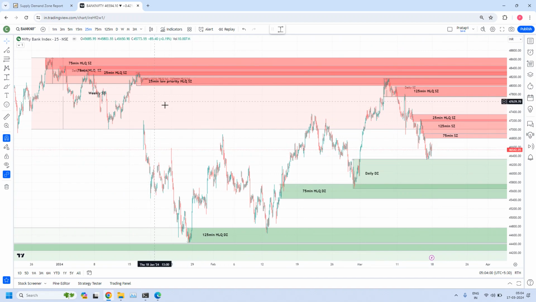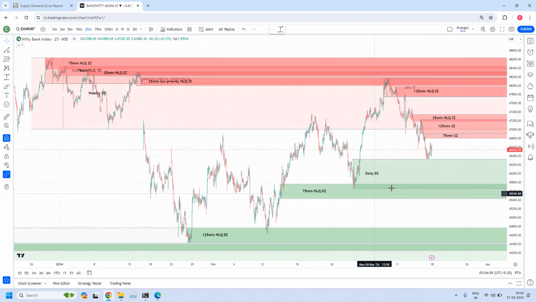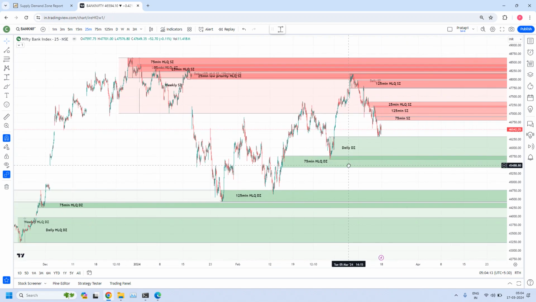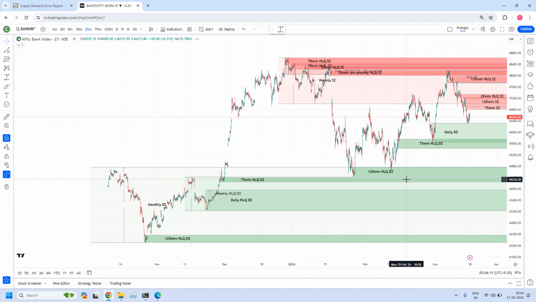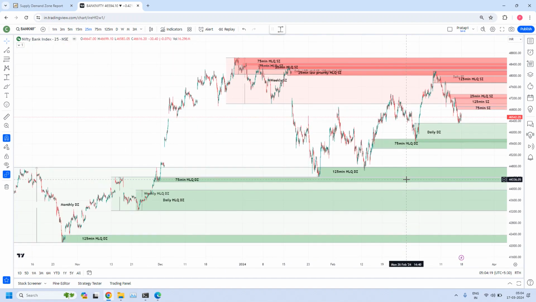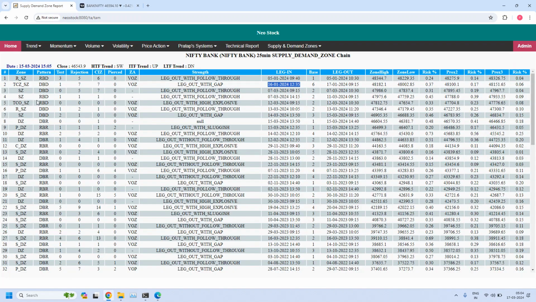Okay, fine. This is about 25 minutes zones. Anything else? So we have seen demand zones and supply zones in 25 minutes time frame. Have you looked into the demand zones? 25 minutes demand zones? No. Okay, we looked into only supply zones. Now let us see the demand zones.